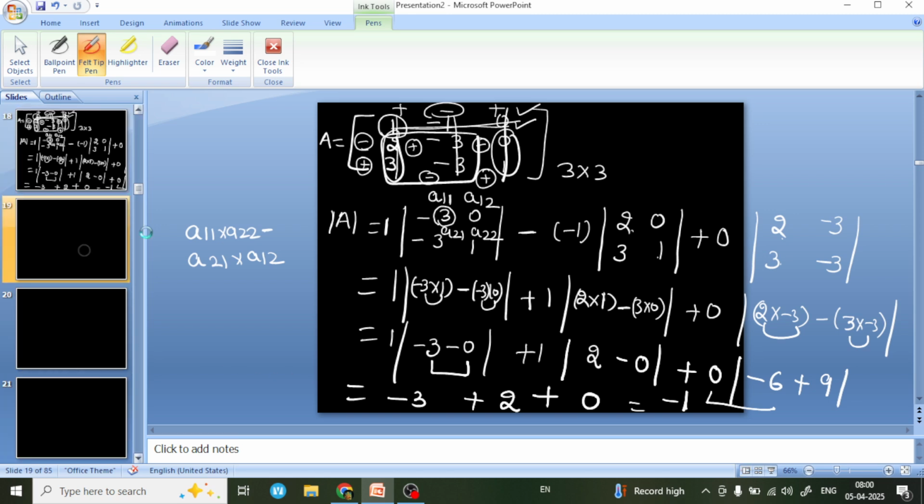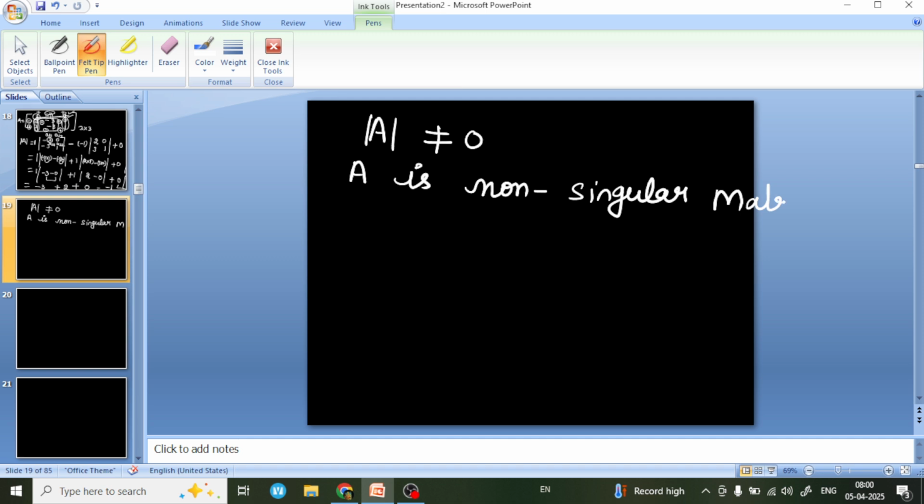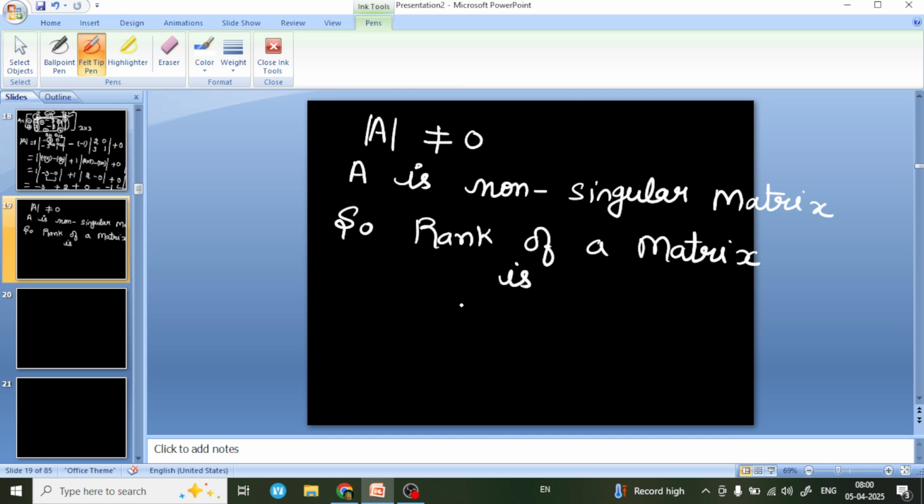You can see here the determinant is not equal to 0. So we can say the given matrix A is a non-singular matrix. So the rank of matrix A is, but what is the order of this matrix? 3. So that's why the rank will be 3.